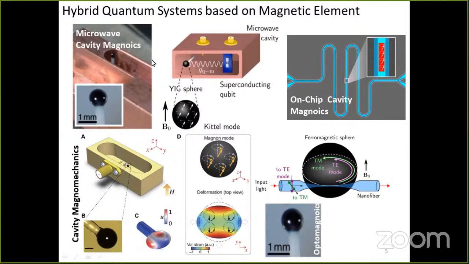This type of system can be coupled to a superconducting qubit. They can be generalized to on-chip types of systems. So basically, cavity or superconducting types of systems can be coupled to this magnetic type of system and can be studied to have a strong coherent interaction between these magnon modes and the photonic modes.